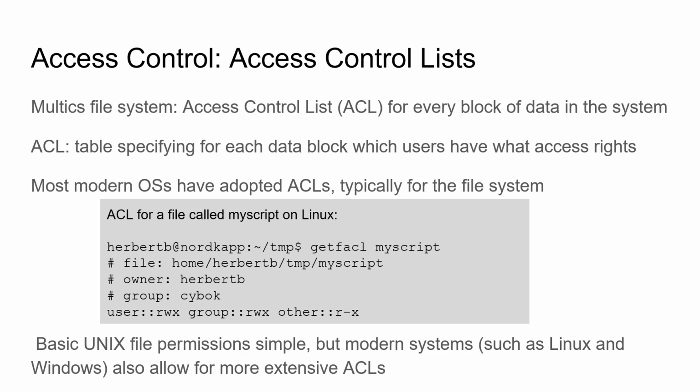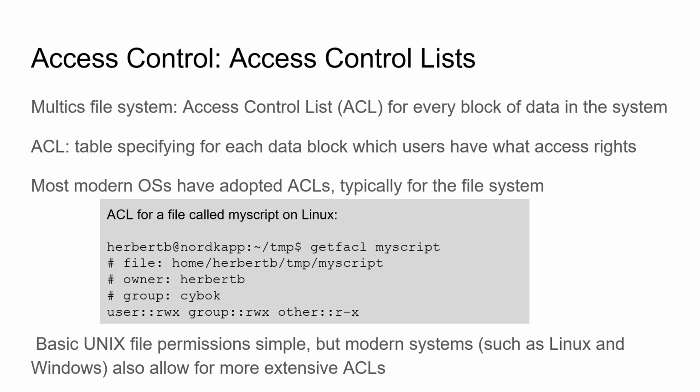So at least in Multics, what we had was an access control list for every block of data in the system. And the access control list simply is a table that specifies for each of these data blocks which users can do what sort of operations, what access rights they have. Most modern operating systems have also adopted such access control lists.